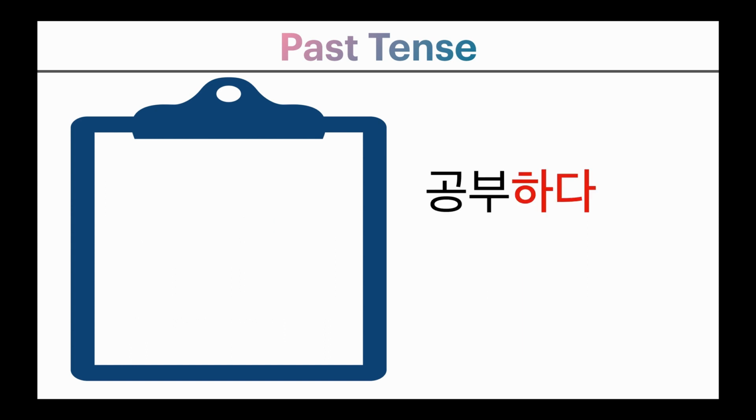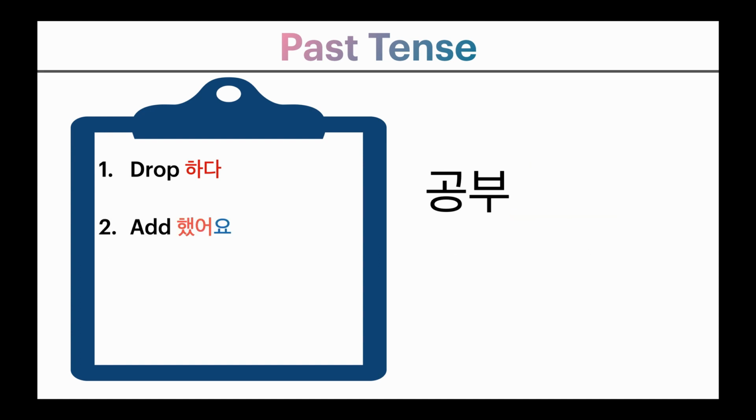Thankfully, 하다 verbs are a little bit easier, in which you could just think of it as fully dropping 하다 and then adding 했어요. 공부했어요.